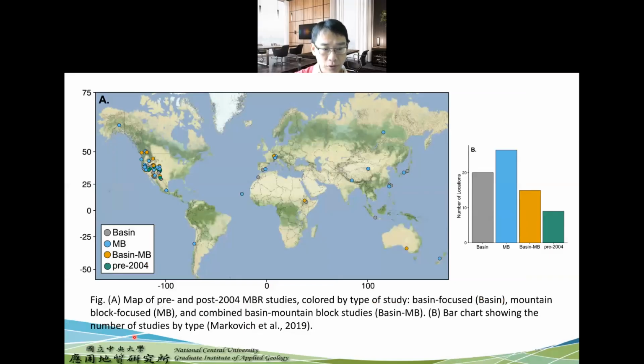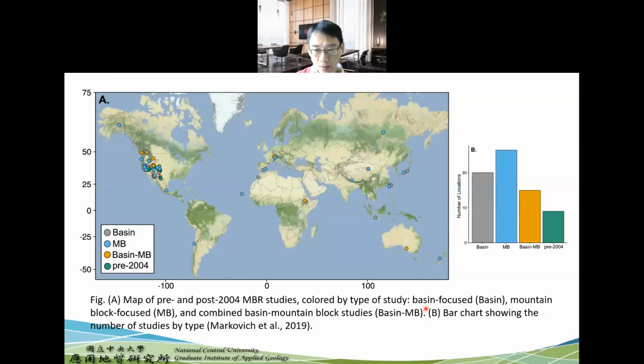For the mountain block recharge, or the mountain recharge systems, this is the map of the world showing where research has been done, before 2004 or after 2004. Before 2004, you can see that the number of investigations is not much. But after 2004, the research increased largely, approaching 20 or 30 for different types. So this is the map.